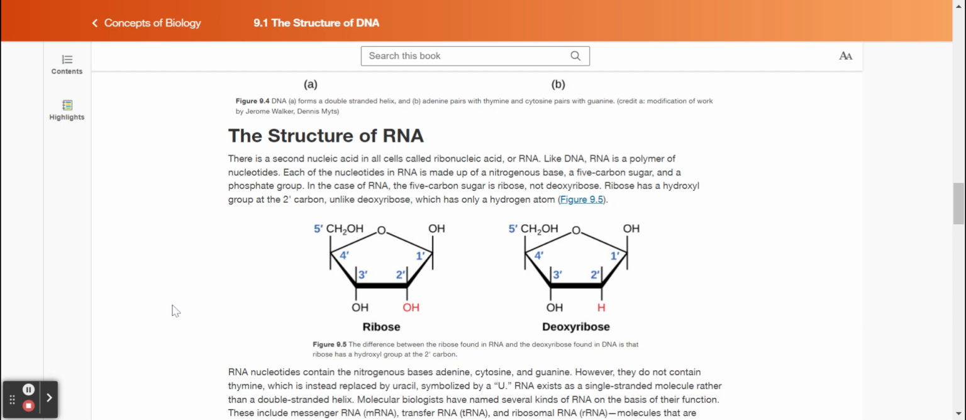The structure of RNA. There is a second nucleic acid in all cells called ribonucleic acid, or RNA. Like DNA, RNA is a polymer of nucleotides. Each of the nucleotides in RNA is made up of a nitrogenous base, a 5-carbon sugar, and a phosphate group. In the case of RNA, the 5-carbon sugar is ribose, not deoxyribose. Ribose has a hydroxyl group at the 2' carbon, unlike deoxyribose, which has only a hydrogen atom.